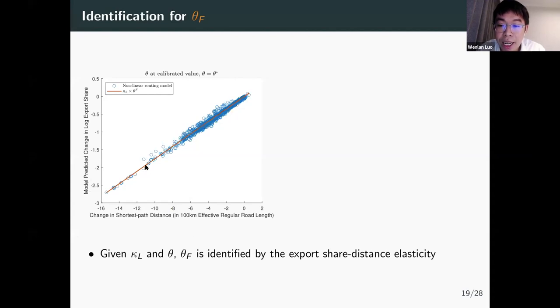And the scatter, and the red curve is this linear part. It's a linear part in the shortest distance. So basically, when you change theta f, you will change the slope between the model prediction and the shortest path. But we know that in the data, there must be a certain slope that best fits the data. So that's where fixing theta, you can tell what theta f is from this slope that best fits the data. Okay, so now let's think about what theta is here.